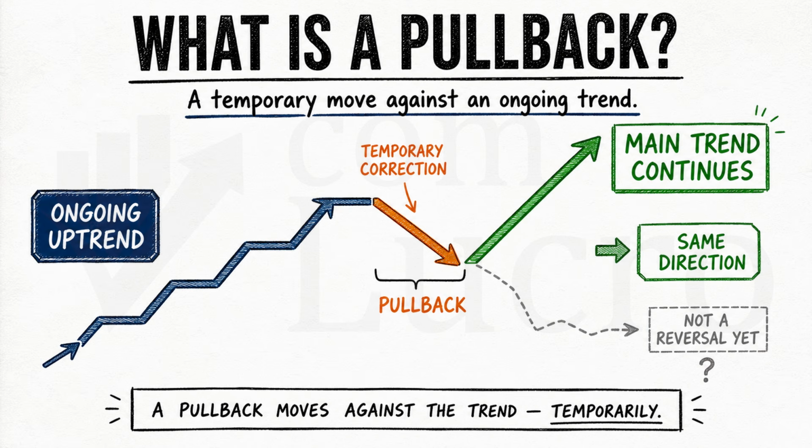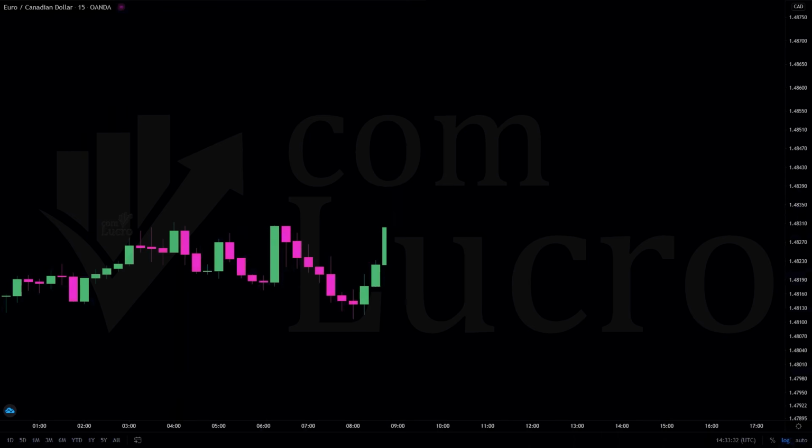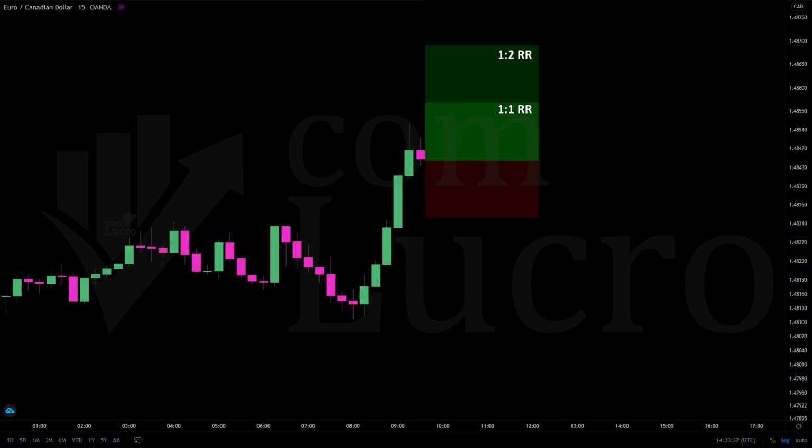What exactly is a pullback? It's simply a correction within an ongoing trend, a temporary move against the main direction. So why is it so important to understand? Let me give you a scenario. Imagine the market is in an uptrend, and you're looking to enter a buy position.